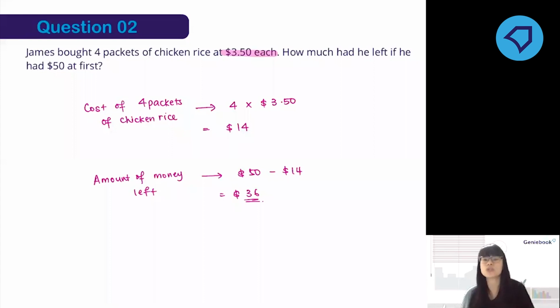Remember, you need to do regrouping, okay? Because 0 cannot minus 4. Regroup the 5 to become 4 and 10 ones, okay? So 4 minus 1 would be 3. So your answer should be 36 and not 46. Okay? Any questions so far? So far, still good, right? Quite easy. Are you ready for your bubble question?